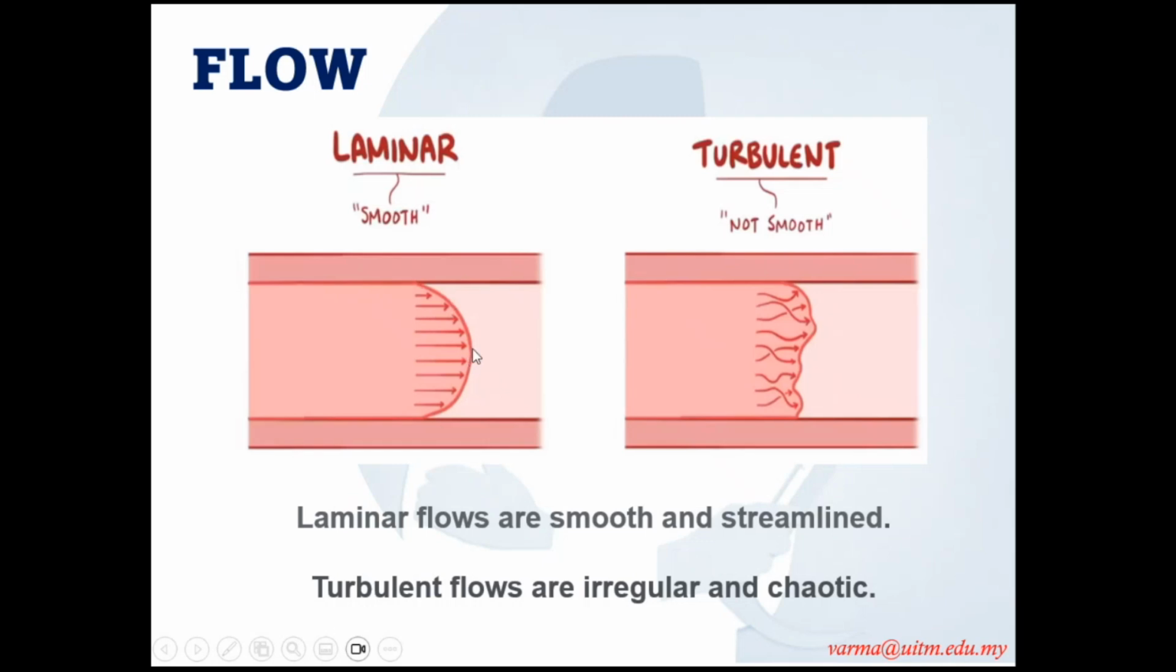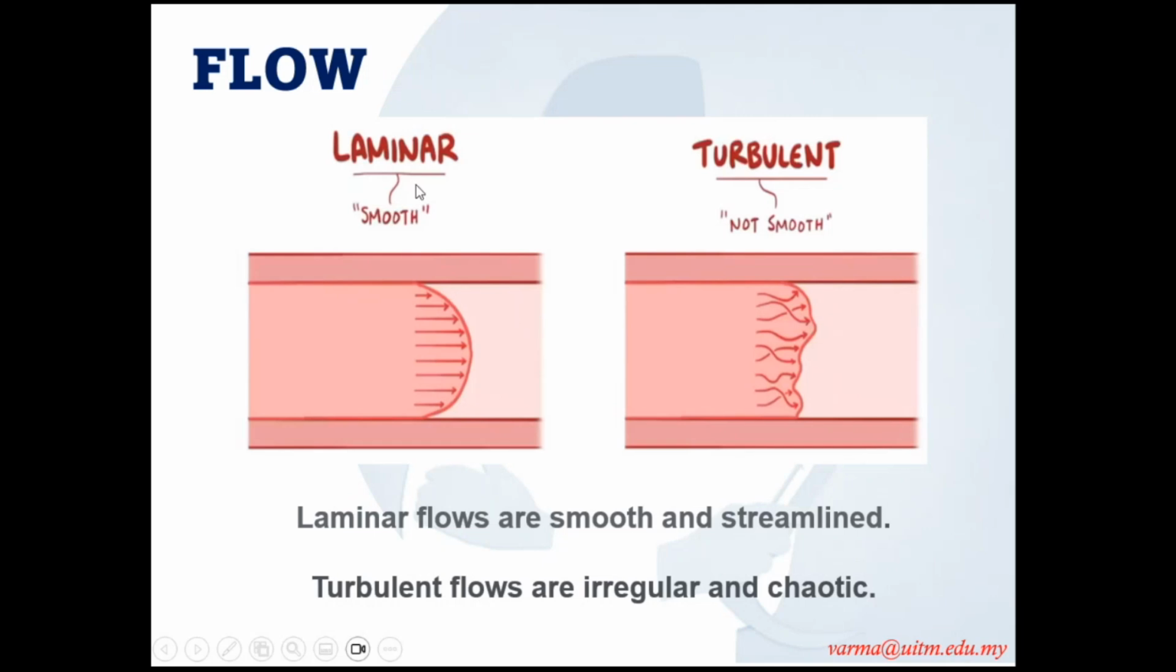It has a central peak which has the highest velocity, and towards the edges, towards the vessel wall, the velocity comes down, and almost at the vessel wall, it is nil velocity, or almost zero. Whereas in turbulent, it's a very irregular and chaotic flow. They don't have a streamline like this. They don't go in a parallel situation. They go in a very irregular manner.